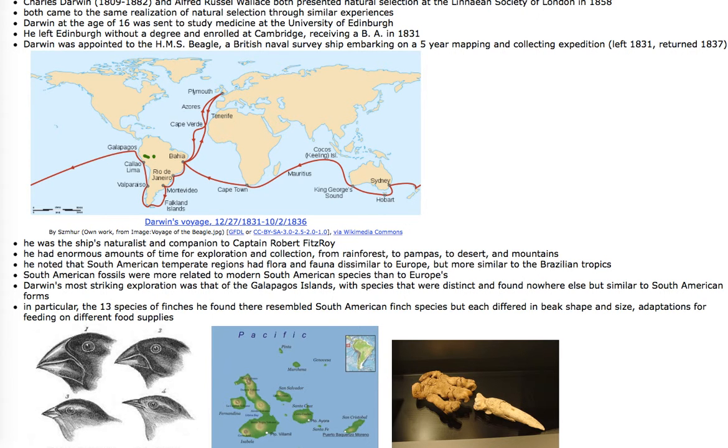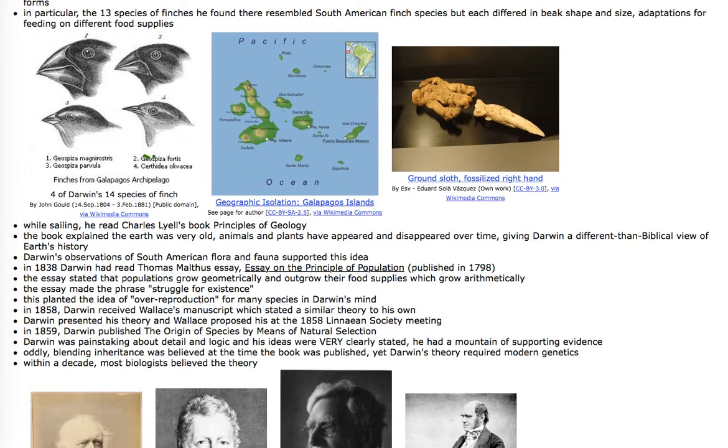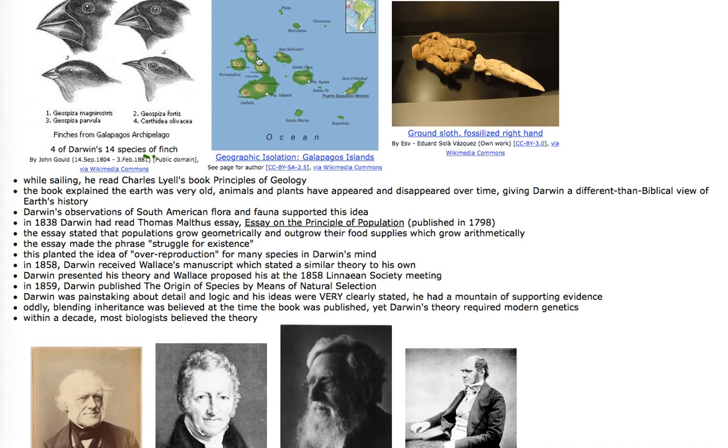So Darwin had quite an experience traveling around the world with Fitzroy. This is a map of the Galapagos Islands here. The island chain is volcanic, and some of the smaller islands are receding into the sea.